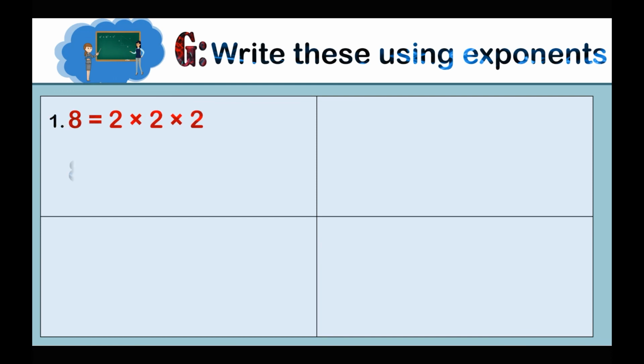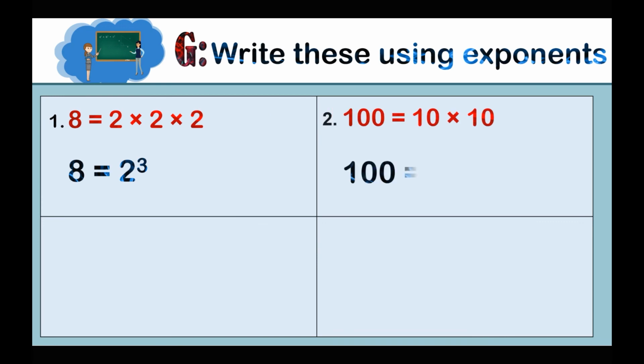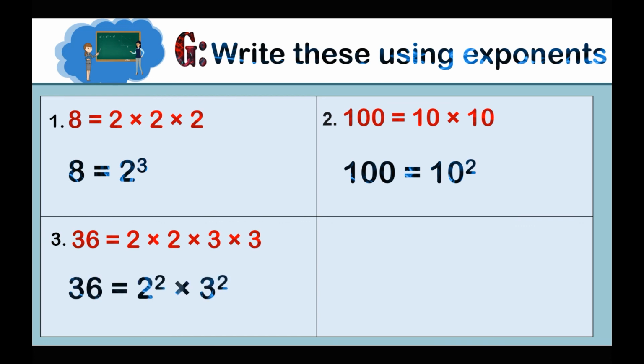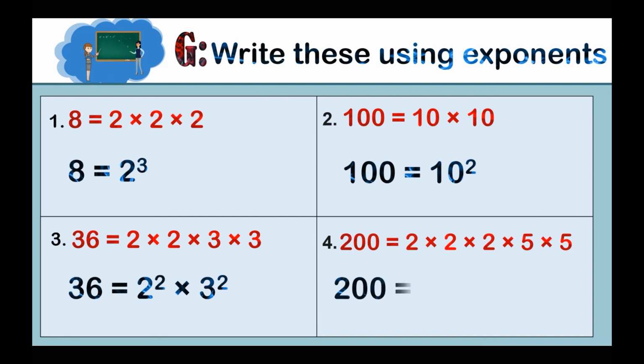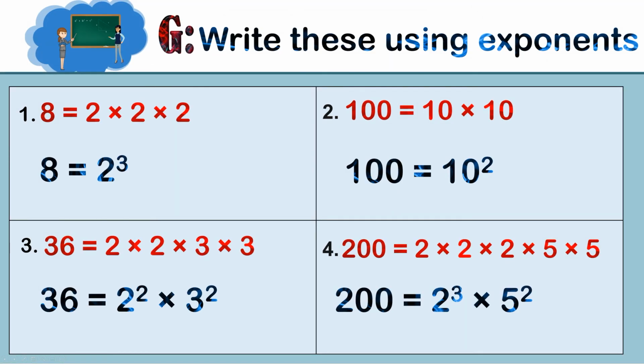Alright, 8, 2 times 2 times 2, is equal to 2 cubed, or 2 raised to the power 3, or 2 exponent 3. 100 is equal to 10 times 10, so 100 will be equal to 10 squared, or 10 raised to the power 2. 36 is equal to 2 times 2 times 3 times 3, so 36 is equal to 2 exponent 2 times 3 exponent 2. 200 is equal to 2 times 2 times 2 times 5 times 5, so 2 exponent 3 times 5 exponent 2.